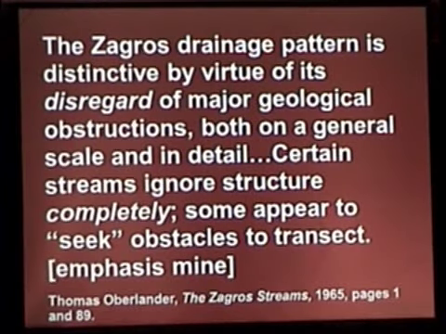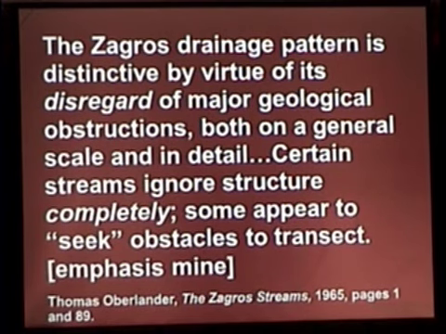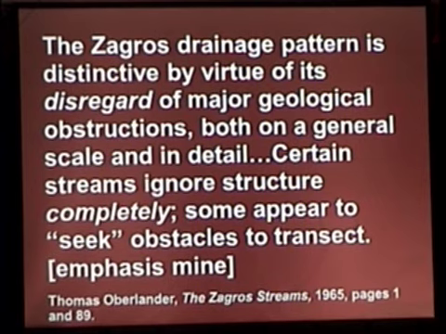A man named Thomas Oberlander is probably the world expert on water gaps. And he has a number of hypotheses on these, but none of them you can prove. In a book called The Zagros Streams, he wrote a PhD thesis on this, and here's some of the language he describes it in. I was laughing when I was reading this sort of thing. "The Zagros drainage pattern is distinctive by virtue of its disregard of major geological obstructions, both on a general or large scale and in detail, small scale. Certain streams ignore structure completely."